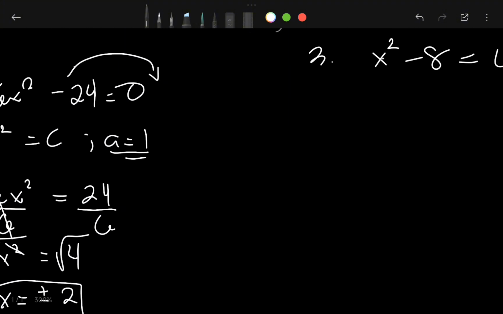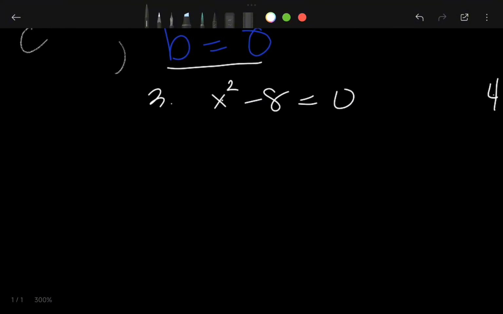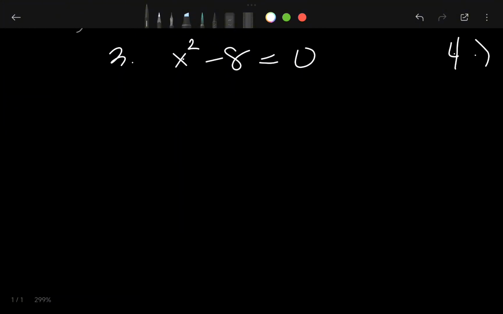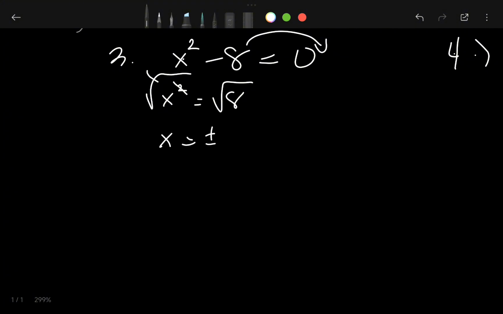Now, let's go ahead and answer example number 3. So we have x squared minus 8 is equal to 0. This is actually easy. We just need to transpose 8. So we have x squared is equal to 8. Now, after that, since a is equal to 1, we can now simply square root both sides of the equation. So we can cancel this and bring down x is equal to positive negative.